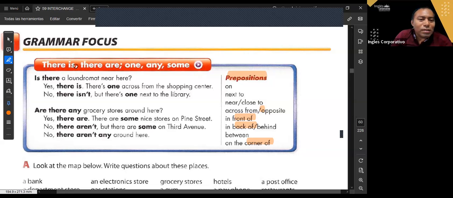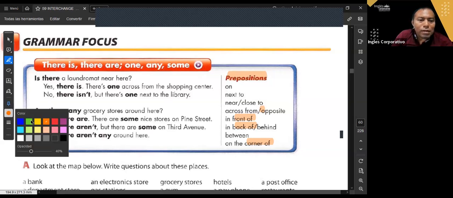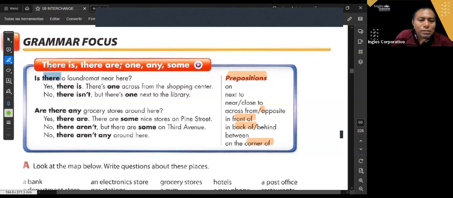So you have there is, right? There is and there are. The difference is there is for singular and there are is for plural. For the question, you have to say: is there a laundromat near here? The short answer: yes, there is. No, there isn't. There is one across from the shopping center. No, there isn't, but there is one next to the library.